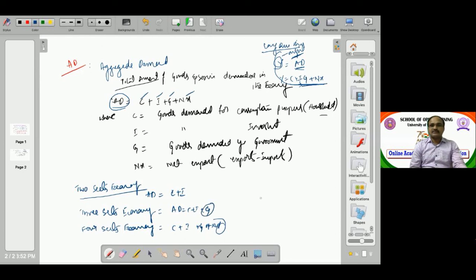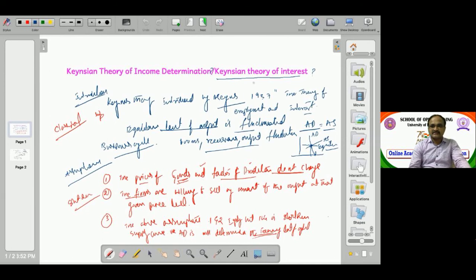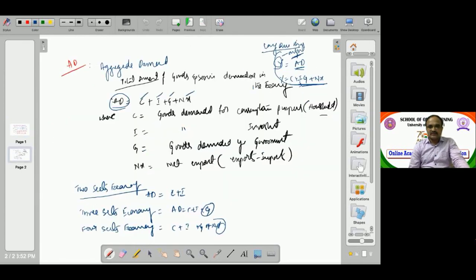Sometimes a question may ask you to discuss the Keynesian theory of interest. That means you need to explain all four sectors of the economy. If they specifically mention a two sector economy, then we discuss only consumption, investment, and so on. In general, the quantity of goods demanded, the aggregate demand, depends upon the level of income in the economy.